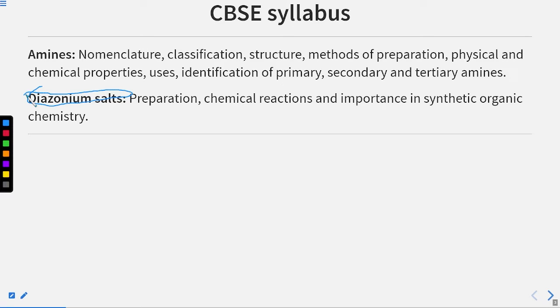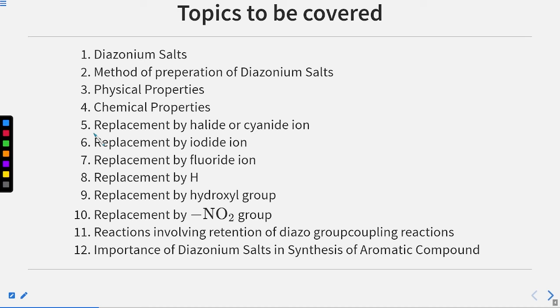Talking about diazonium salt, we will first see the preparation and the chemical reactions related to it, and its importance in the synthesis of organic chemistry. We will also look at stability. So the topics to be covered: first, what our diazonium salt looks like. Then we'll see the methods that can be used for the preparation of the diazonium salt. Further, we will move to the physical properties and the chemical properties.